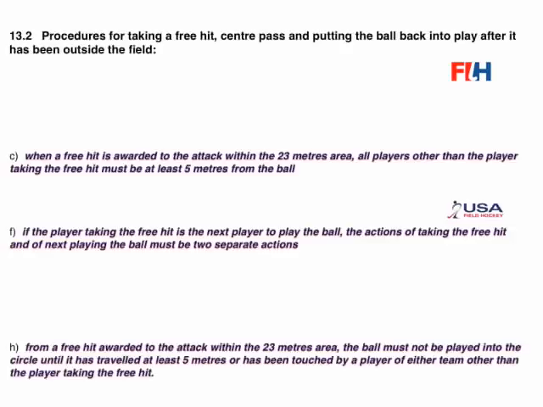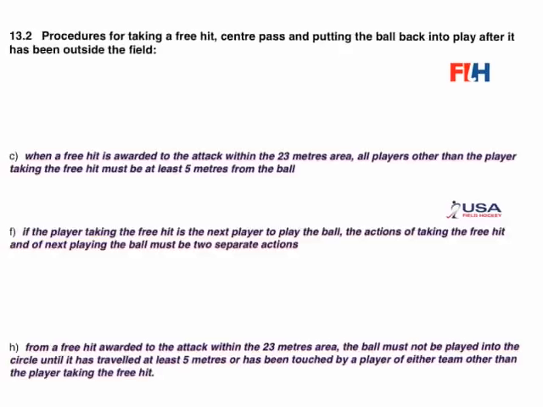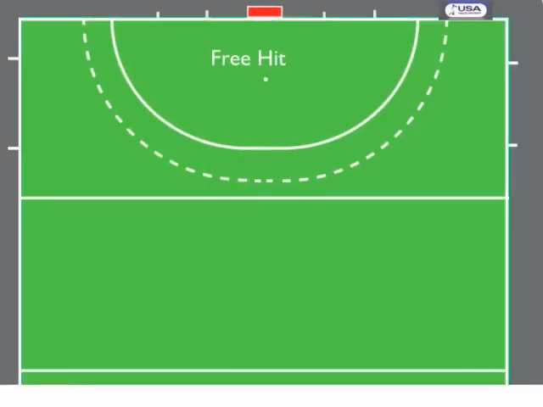Finally, from a free hit awarded to the attack within the 23 metres area, the ball must not be played into the circle until it has travelled at least 5 metres or has been touched by a player of either team other than the player taking the free hit. Let's look at what these rules mean in a diagrammatic form.